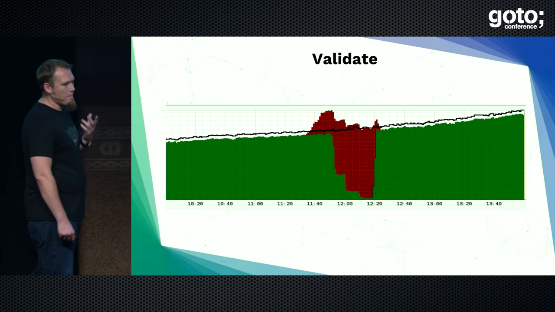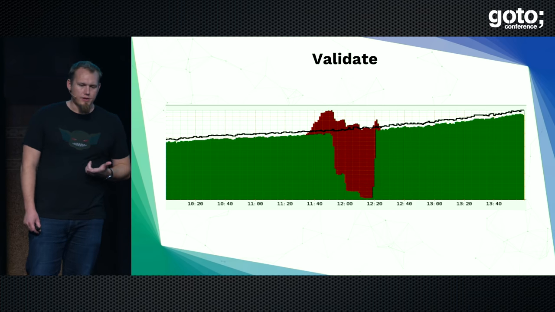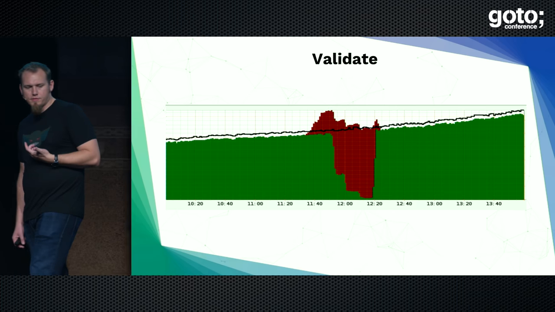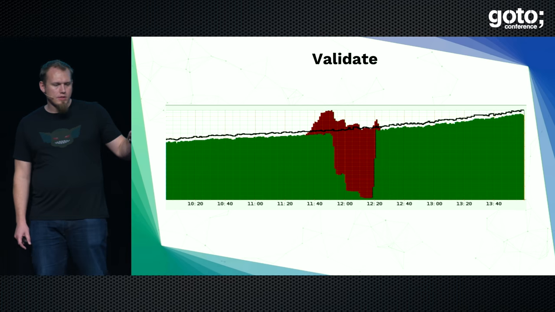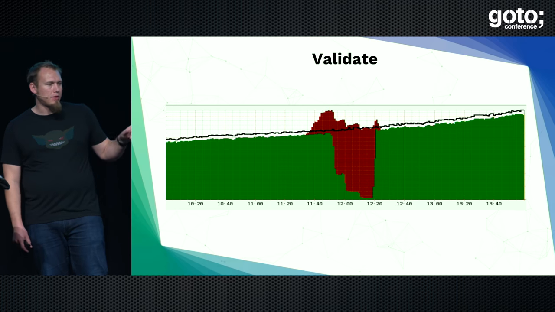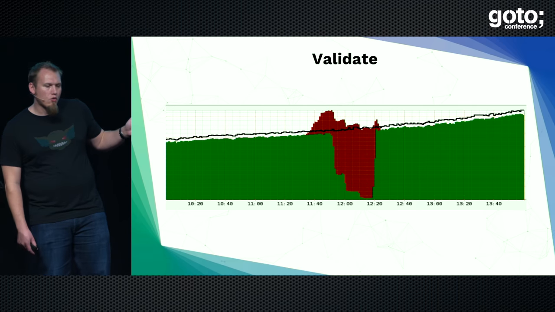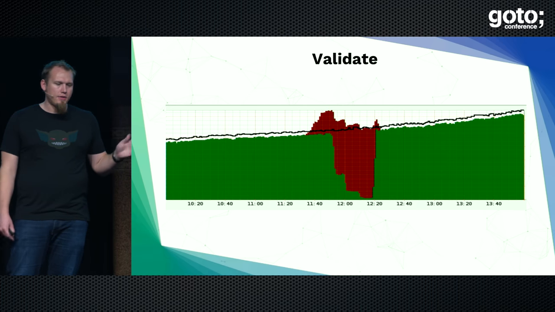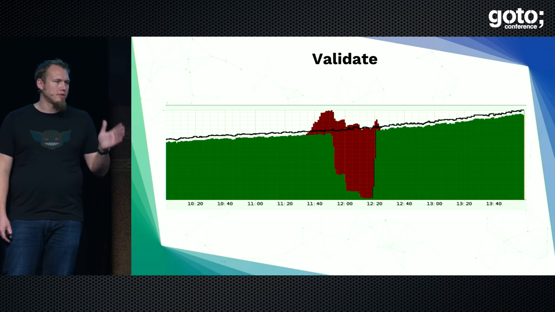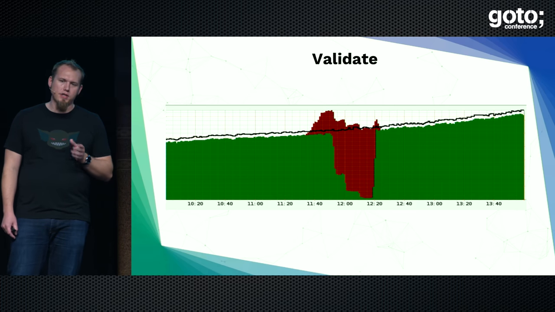So an example of how to measure the failure. This is a graph stolen from Netflix. The black line that runs across the top is whether people can stream. The green is, this is a Hystrix command, the green is successful executions, and the red is a failed execution.